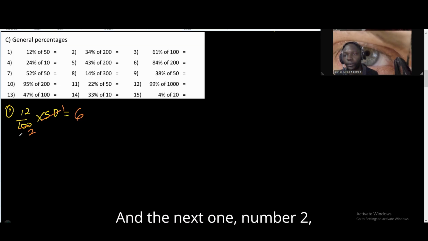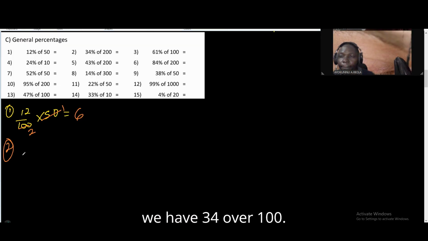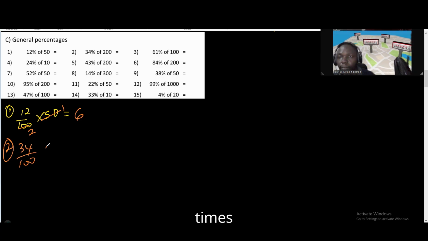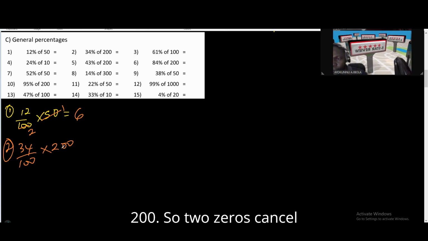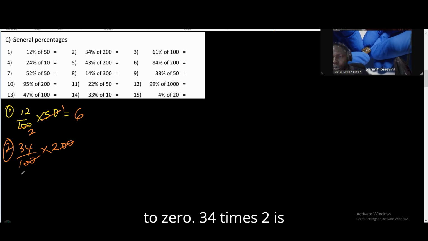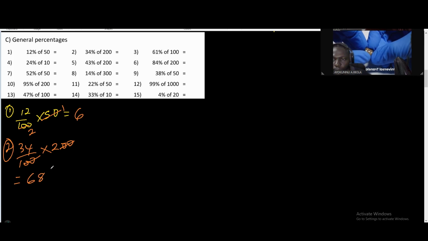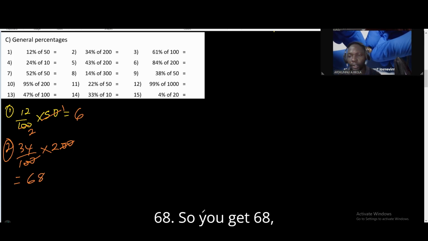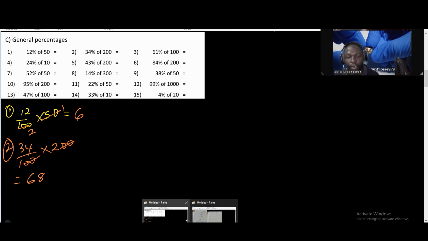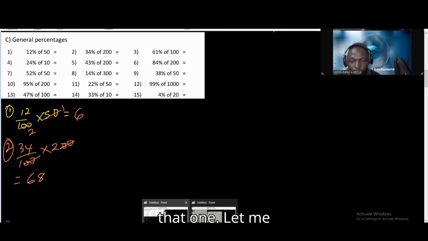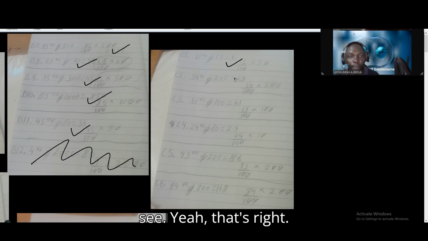And the next one, number 2, we have 34 over 100 times 200. So 2 zeros cancel 2 zeros. 34 times 2 is 68. So you gotta get 68. That one. Let me see. Yeah, that's right.